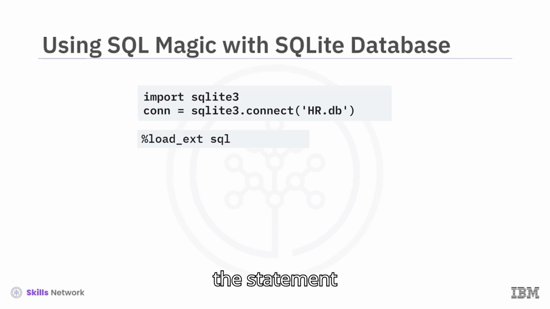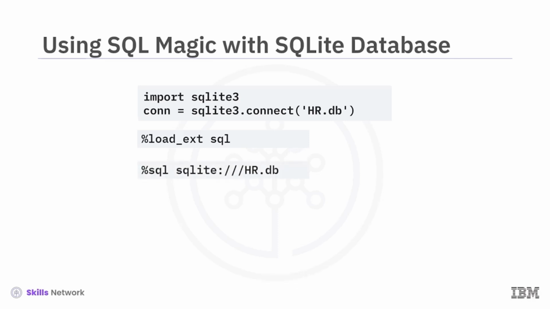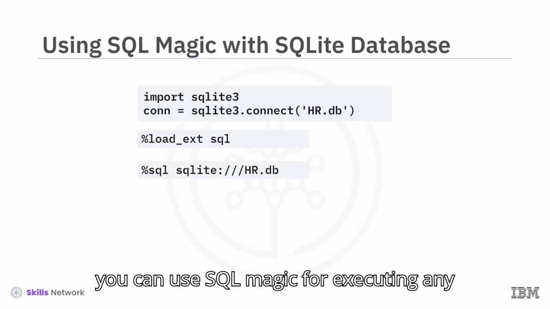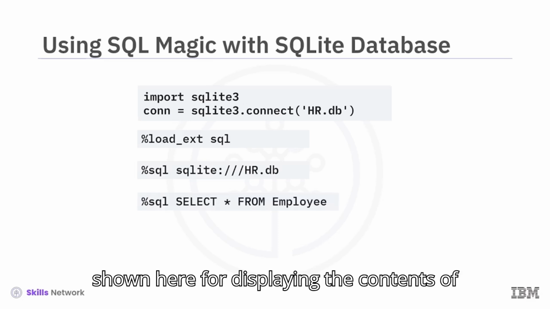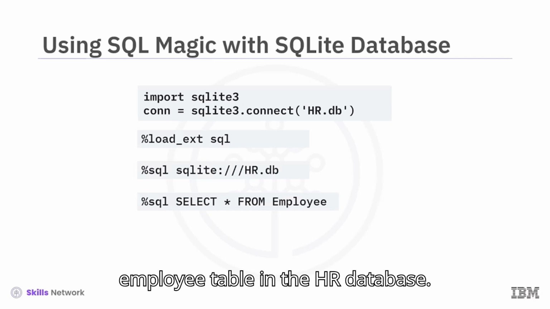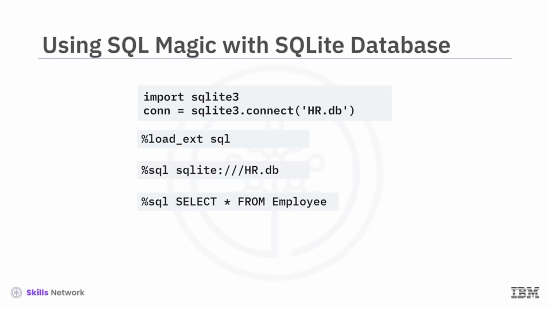This is done using the statement %sql sqlite:///hr.db. Now, you can use SQL magic for executing any kind of queries on the table. A sample is shown here for displaying the contents of the employee table in the HR database.